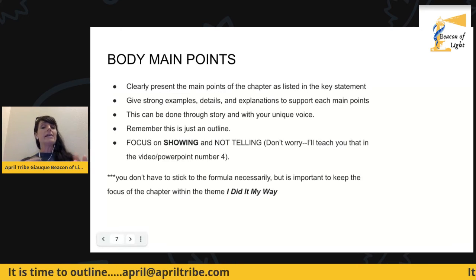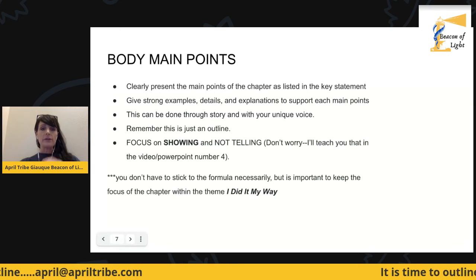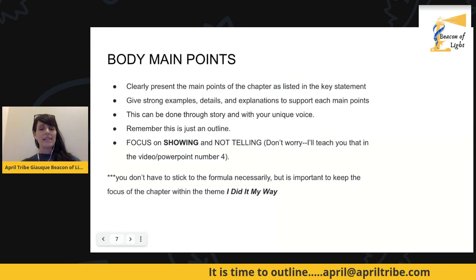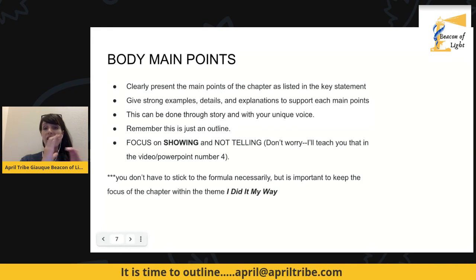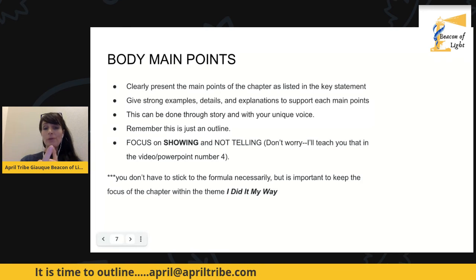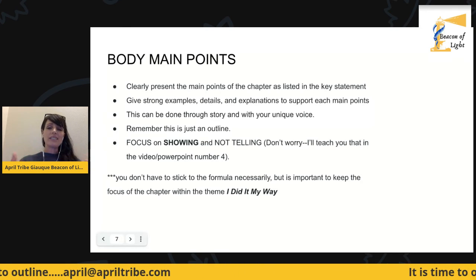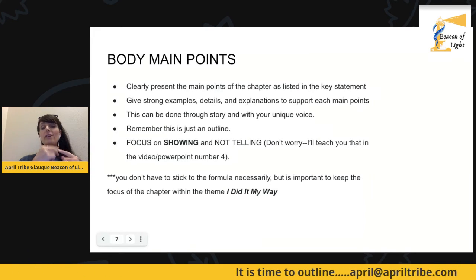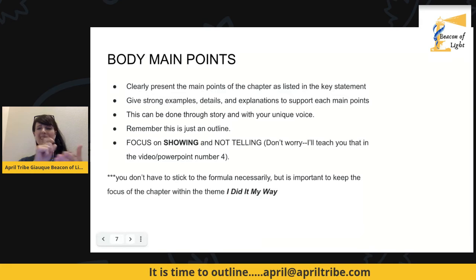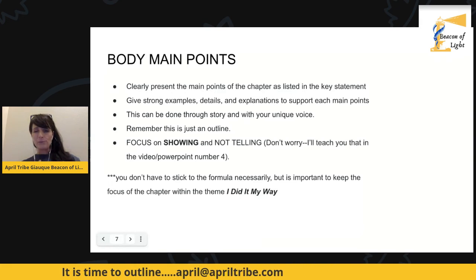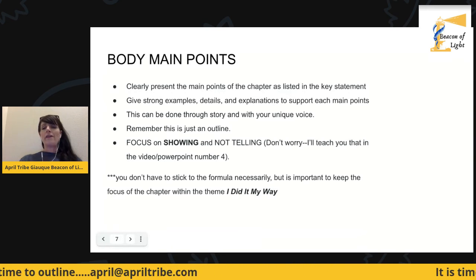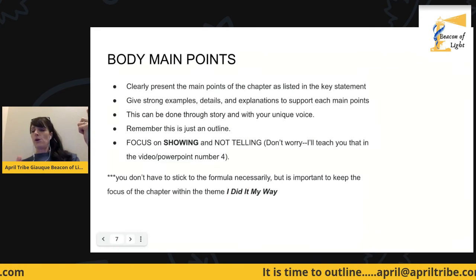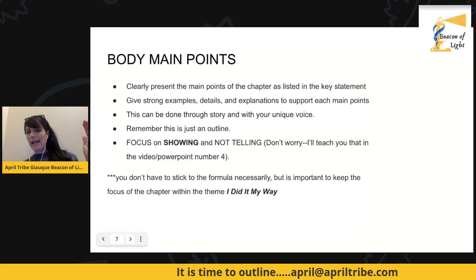So the main body, the main points of your chapter, you want to have them clearly presented. You can do it in a key statement. You can do it in key dialogue, right, between two people. You can have the strong details, examples, explanations, the story, your unique voice. This is all, remember, just outline bullet points and bringing things together. And again, you don't have to have Roman numeral 1, A, B, C, 1, 2, 3. You don't have to do it quite like that.